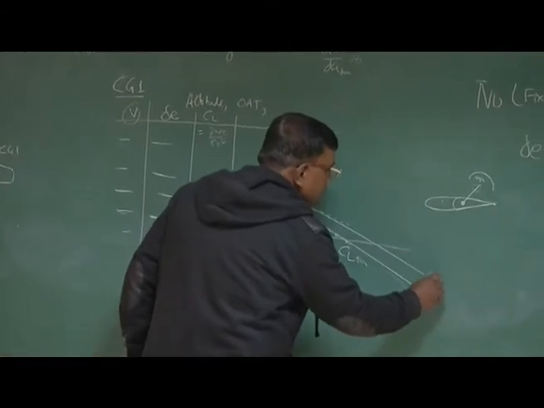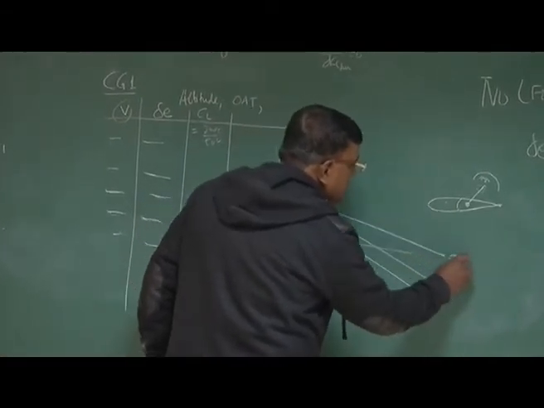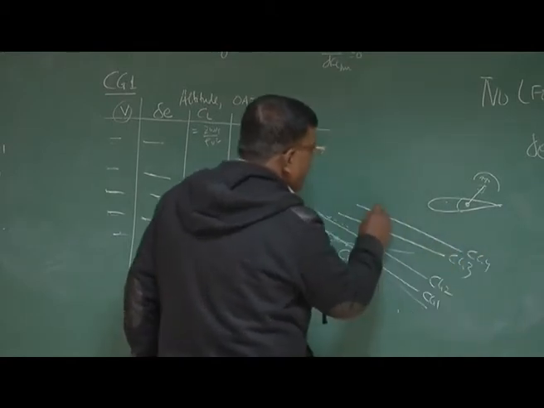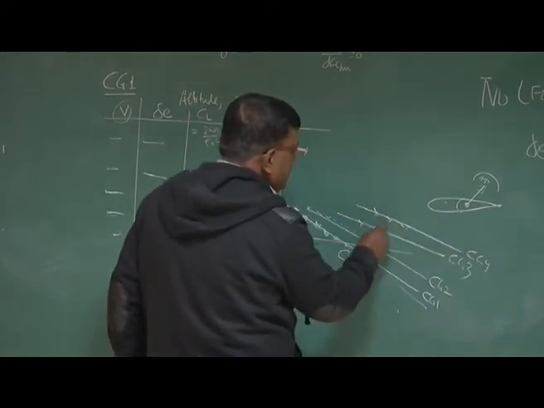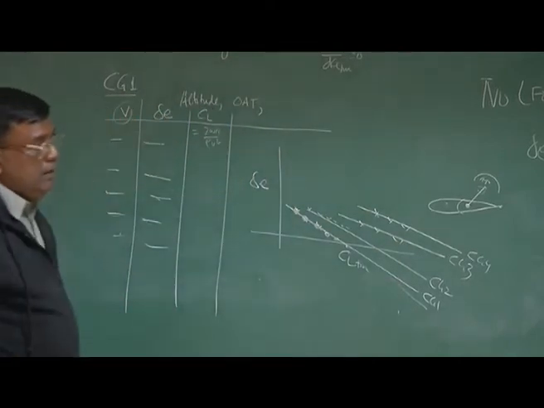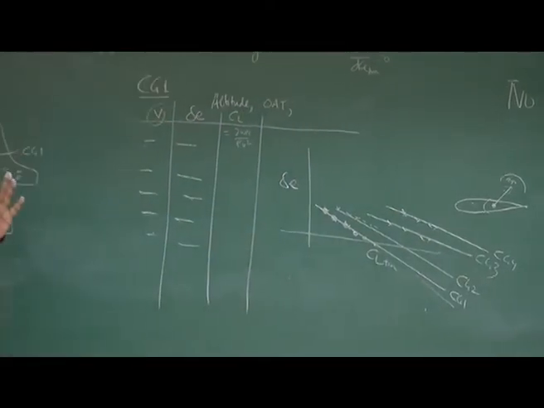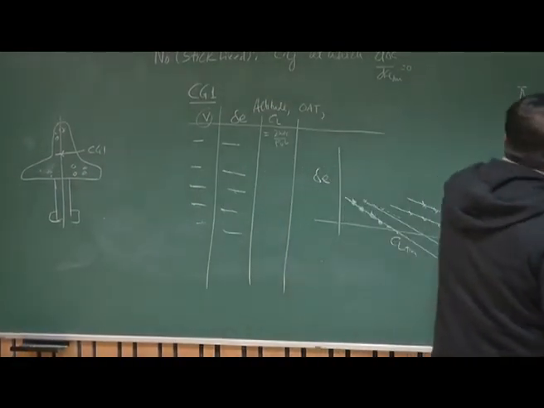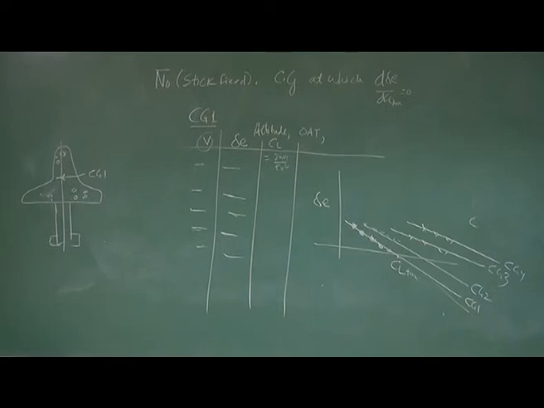Like that, this is CG2, you will get CG3, you will get CG4. You can go on doing this experiment with different people, different CG location. So this data you have generated. Now what you have to do? You have to find the CG location for which d delta E by dCL trim is 0.